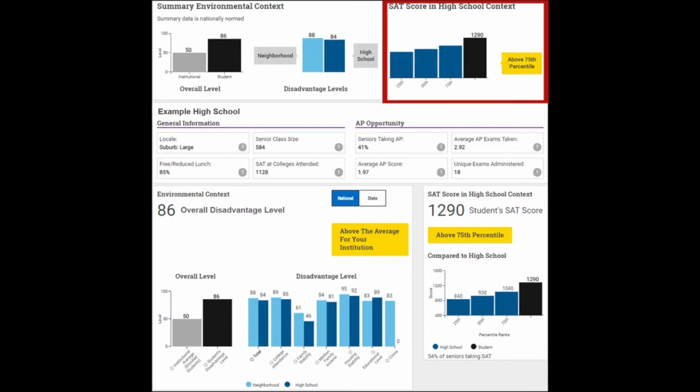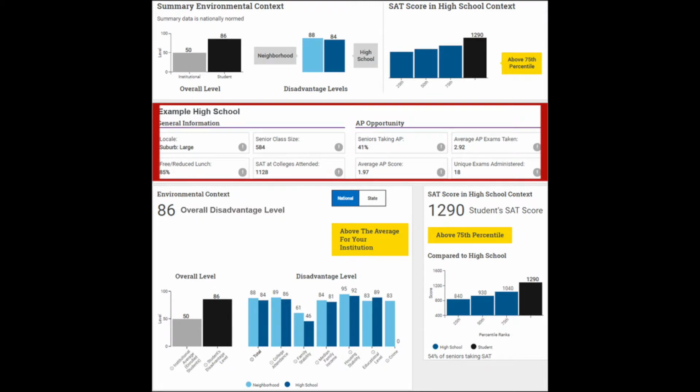So that means that they're doing better, they have a higher test score than most students at their school, which again is good, because it's telling you with the same amount of resources, this student has achieved a higher test score than the average student there. And then you see some more of the high school context here. It's in the suburbs, which we don't really use that information. You see the free reduced lunch rate.